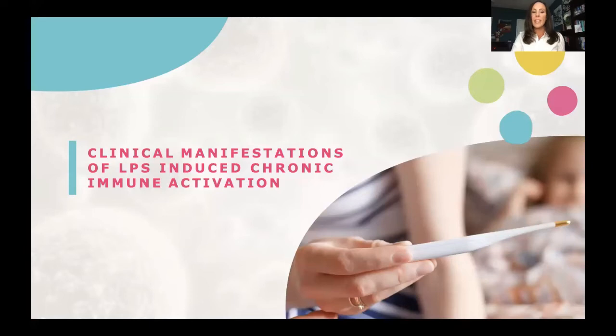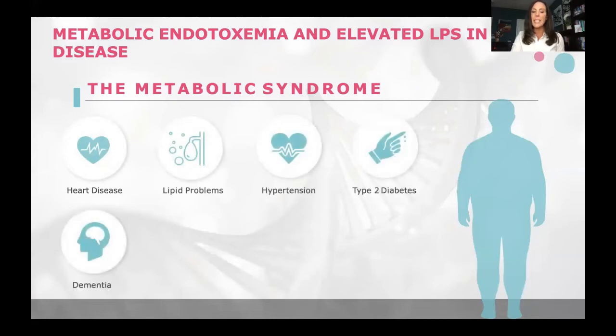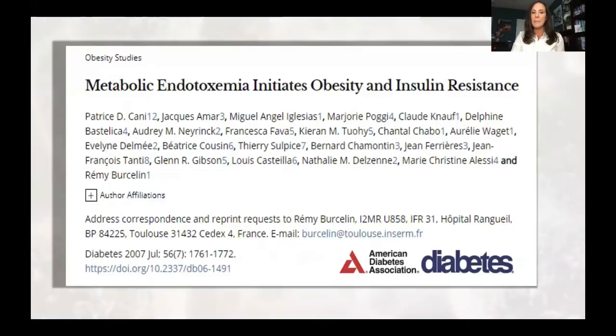So clinical manifestations of LPS-induced chronic immune activation include things like heart disease, lipid problems, hypertension, type 2 diabetes, dementia, cancer, polycystic ovarian syndrome, and non-alcoholic fatty liver disease. And metabolic endotoxemia clearly initiates insulin resistance and obesity. We see this over and over in the literature.